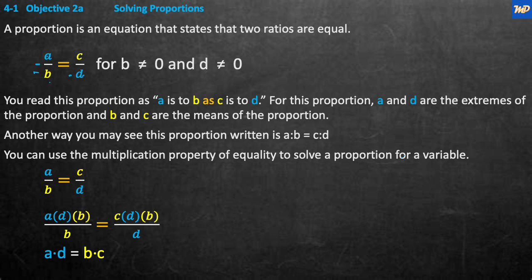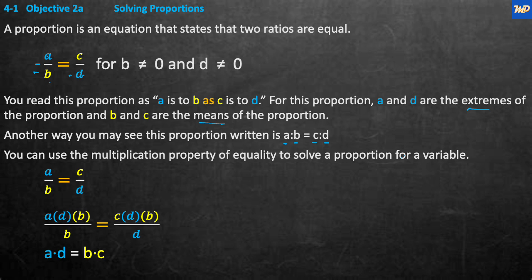Another way to see this proportion written is A colon B. We say "is to" for the colon. A is to B as, the equal sign is always pretty much an "as," A is to B as C is to D. And from here, we can see these extremes and means. A and D are the extremes. How do I see them as extremes? If you look here, A is on the outside and D is on the outside, on the extreme ends. And B and C are in the middle. They're the means. They're on the inside, okay? The extremes and the means.